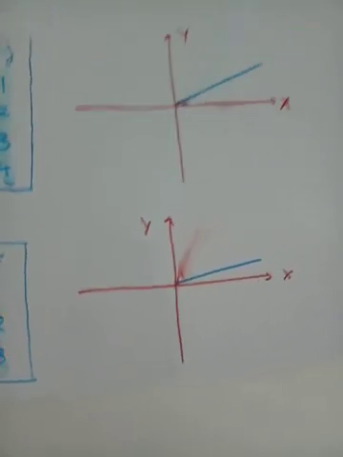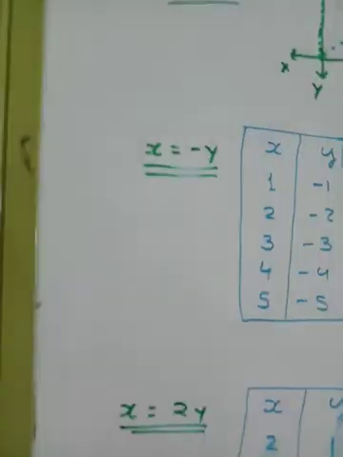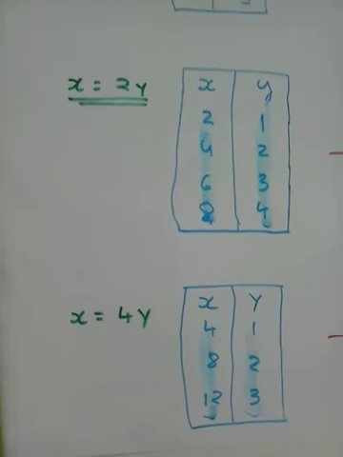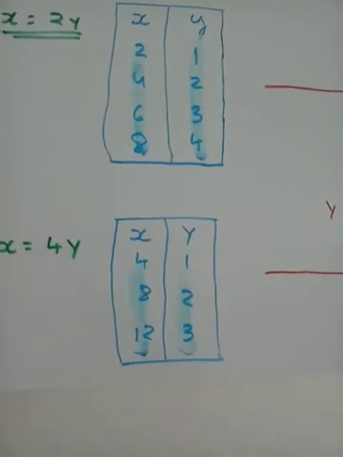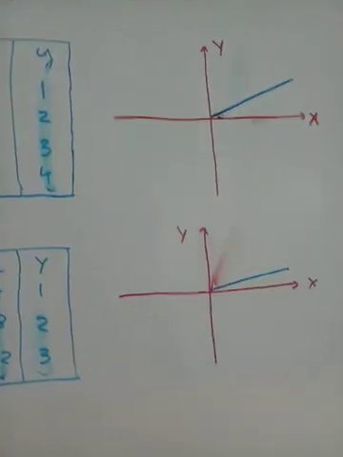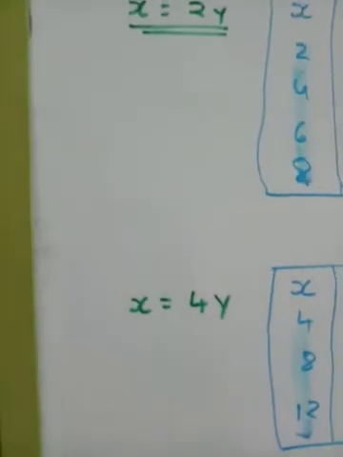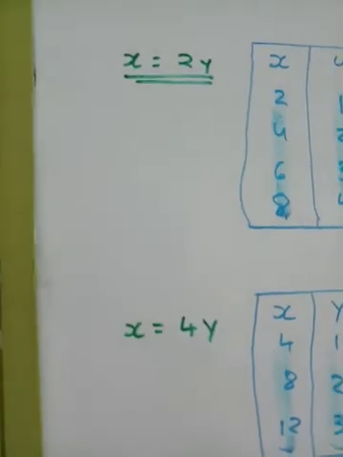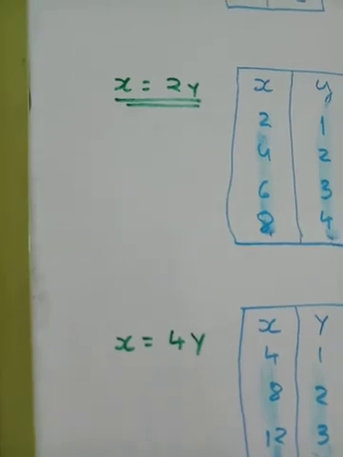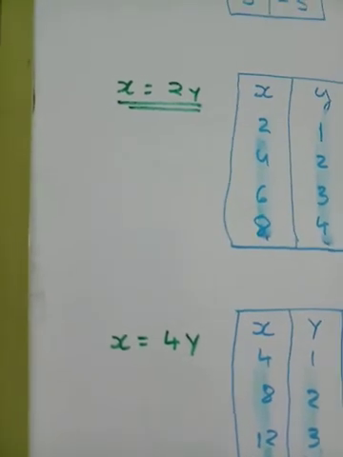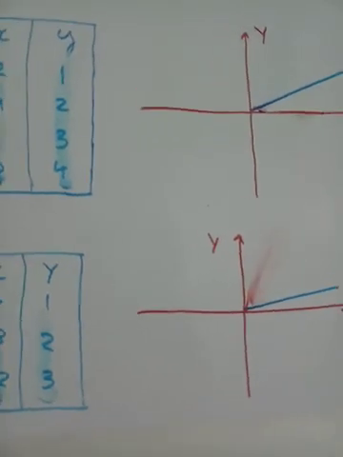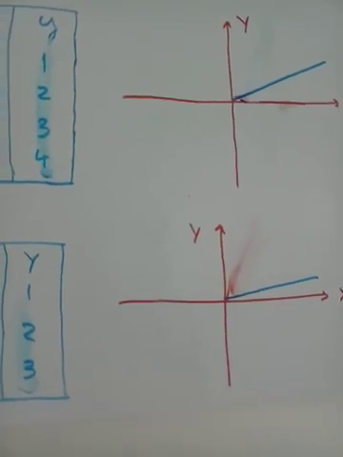Now all these graphs and all these equations, x equals y, x equals minus y, x equals 2y, and x equals 4y. All these graphs, you can see they are straight lines, and these equations which I have written, they are all what kind of equations? They are linear equations. Why are they called linear equations? Because when you draw the graph of these equations, what will you get? You will get straight lines. That is why they are known as linear equations.